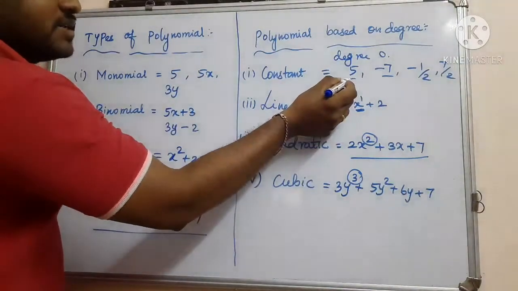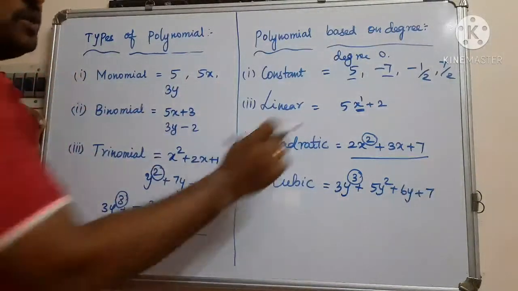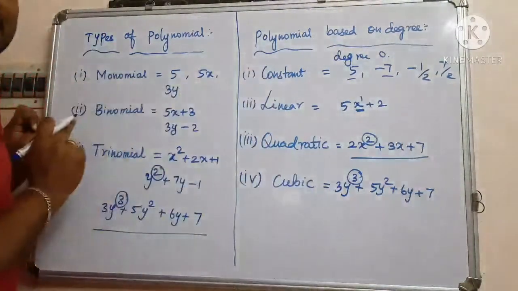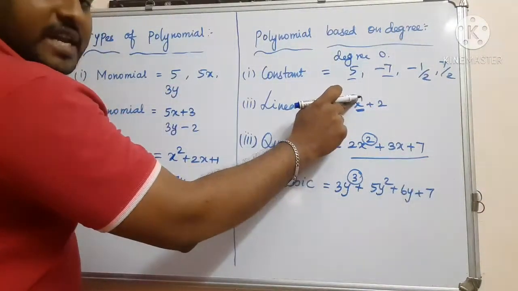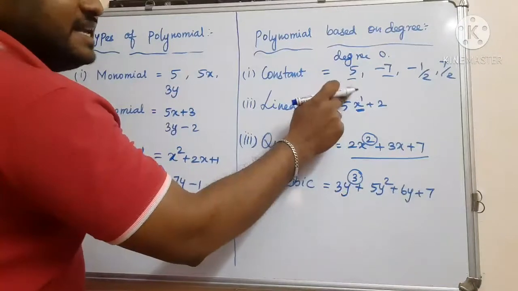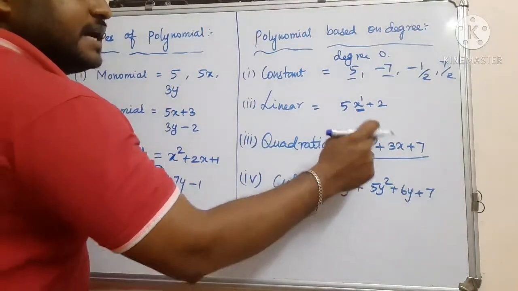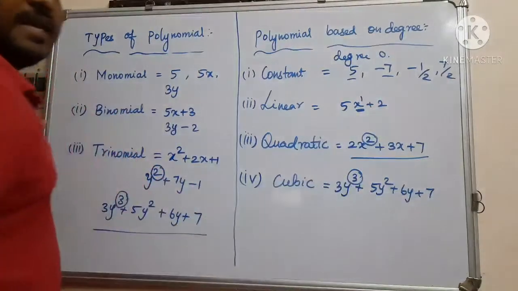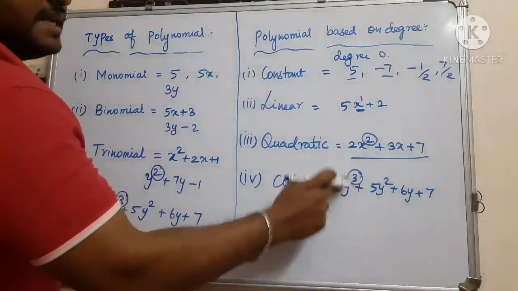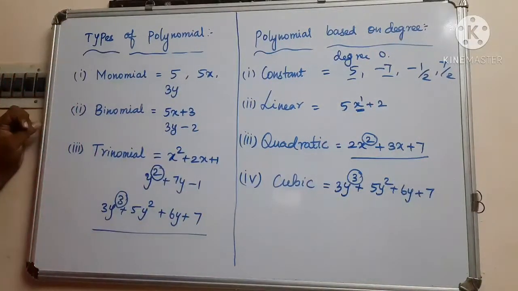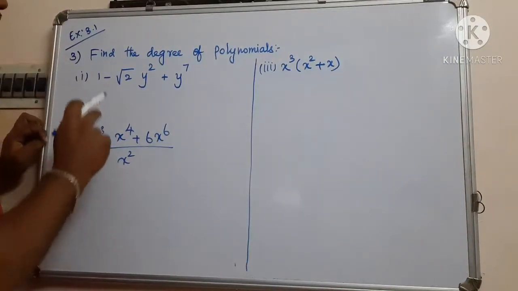So here only a constant term, only one term is given. The degree must be equal to 0. That is called a constant polynomial. And then variable power 1, that means the highest degree is 1, that is a linear polynomial. Quadratic polynomial means the highest degree must be equal to 2. Cubic polynomial means the highest degree value must be equal to 3. Clear? So next we move on to exercise 3.1.